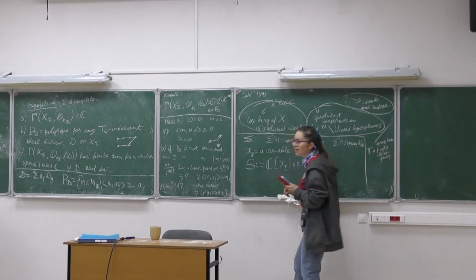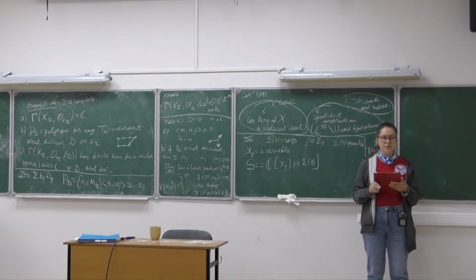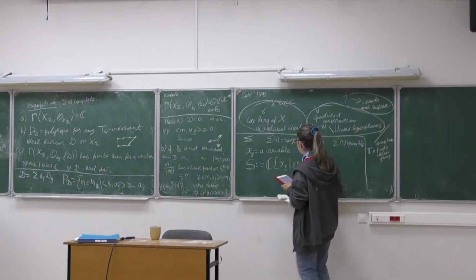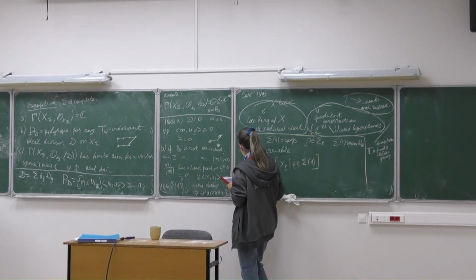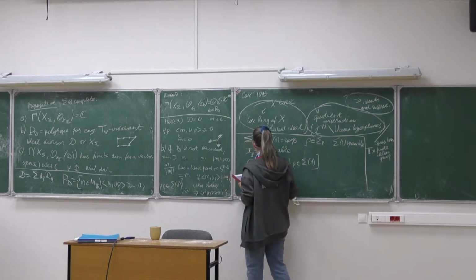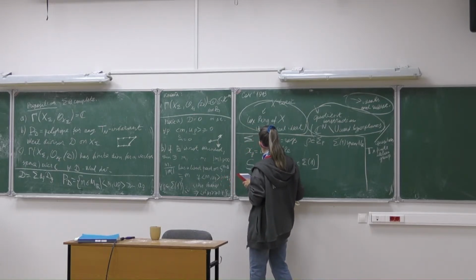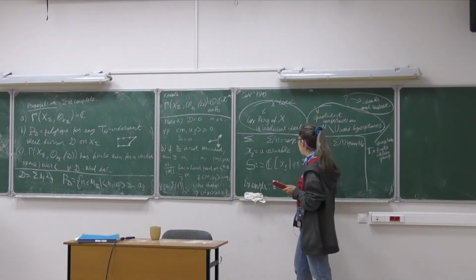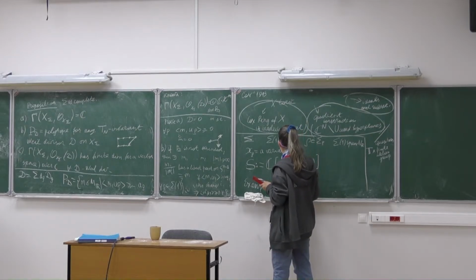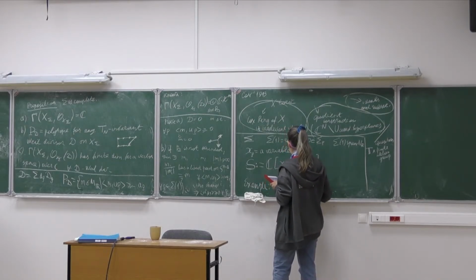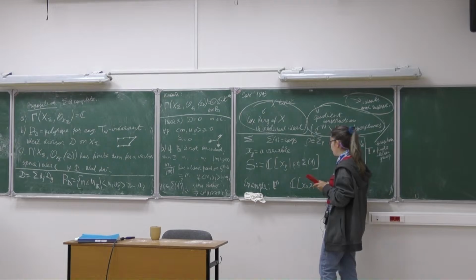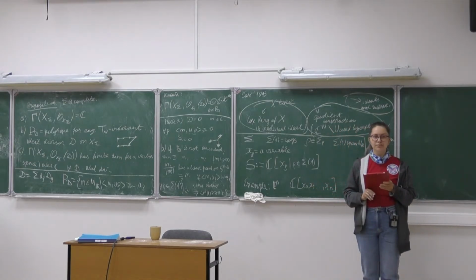Maybe we need some example. The most basic example, we take P^n. What are the rays? We have n plus 1 rays, so each one has a variable. So we obtain C[x0, x1, ..., xn]. This is just the ring.